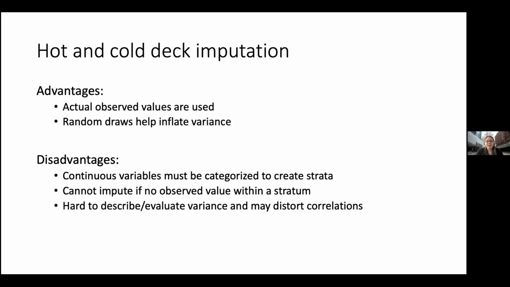Disadvantages, though: you can lose some amount of your data because you have to categorize continuous variables to create the strata. And if you create the strata and it ends up that there is no observed value within one stratum, you can't actually impute because you don't have anything to draw from. And it can be hard to understand and describe the variance when doing this imputation method, and you can end up distorting correlations.